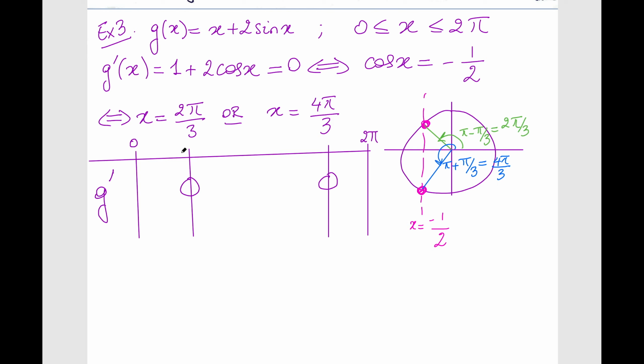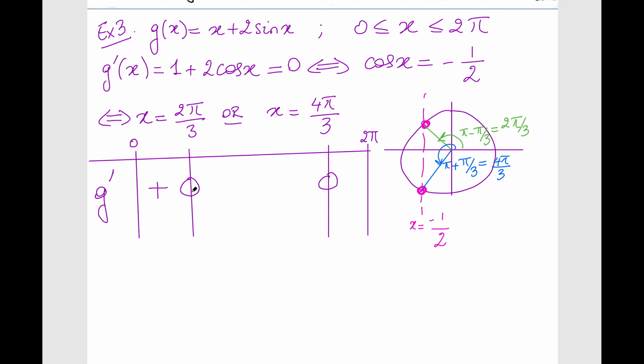That's why I'm going to take any point between 0 and 2 pi over 3 and test g prime there and see what the sign is, and then I'm going to put it here. We chose pi over 2, which is between 0 and 2 pi over 3. Well, what's g prime of pi over 2? Plug in pi over 2 here. You get cosine of pi over 2 is 0. 2 times 0 is 0. 1 plus 0 is 1. So the sign is plus.